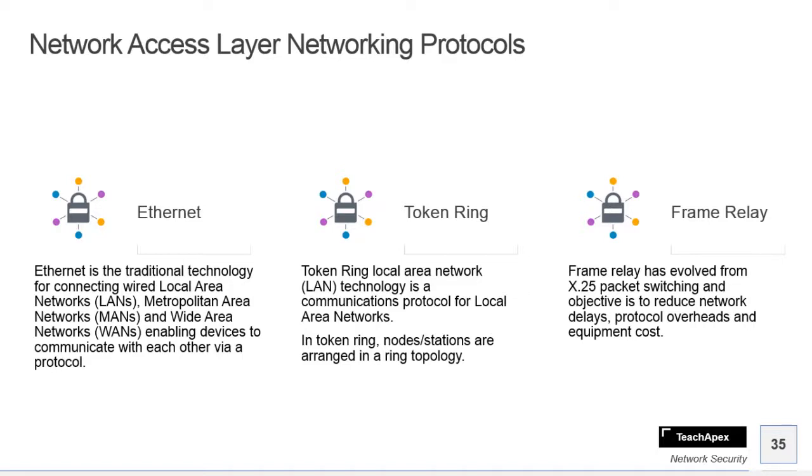Next we have frame relay. Frame relay has evolved from X.25 packet switching, and its objective is to reduce network delays, protocol overheads and equipment cost. It's basically a standardized wide area network technology that specifies the physical and data link layers of digital communication channels using a packet switching technology. It's basically designed for transport across integrated services digital network.